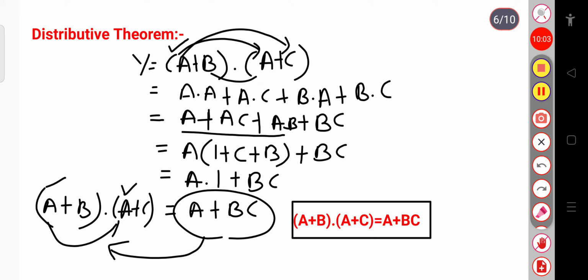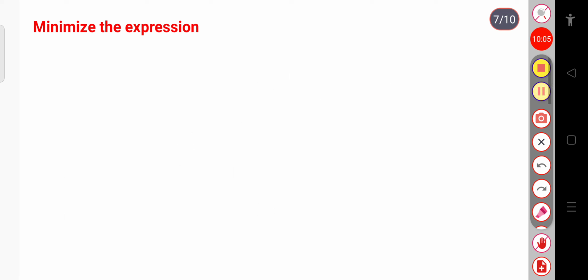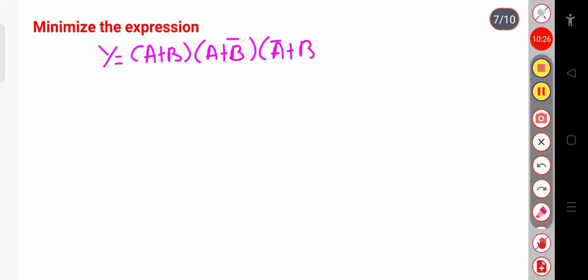Now, let us take some examples. Minimize the expression, the given expression is y equal to, suppose, (a plus b) into (a plus b bar) into (a bar plus b) into (a bar plus b bar). Just try to solve it by yourself.